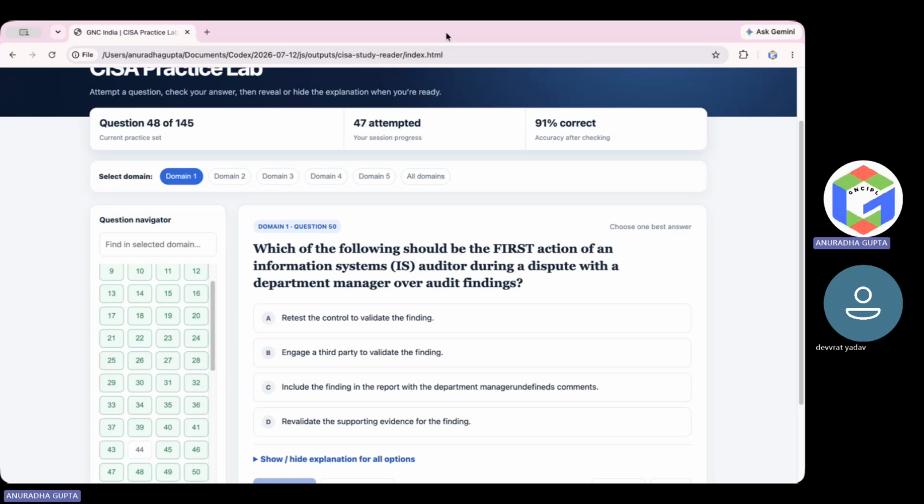Fine, then we can wrap up the call and we will provide you all the required documents. Yes, sure, sure. Okay. Thank you. Bye.